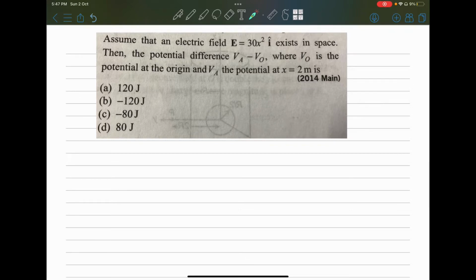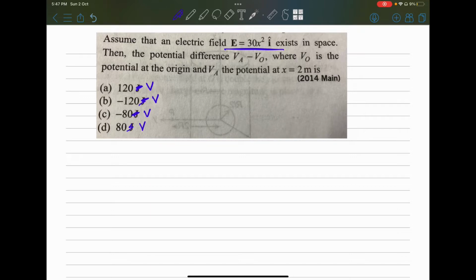So what is given is the electric field, and this electric field is only in the x direction, and we have to find the potential difference. Okay, and a few options are given. I think this unit is wrongly given in this option. This should be volt. The unit of electrostatic potential is volt. The unit of electrostatic energy is joule.